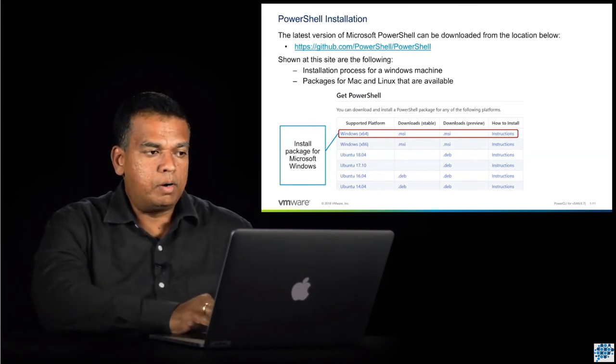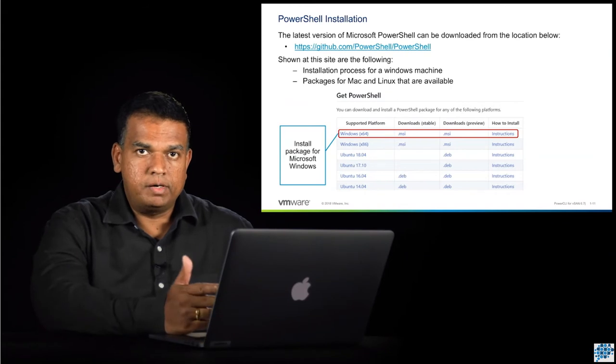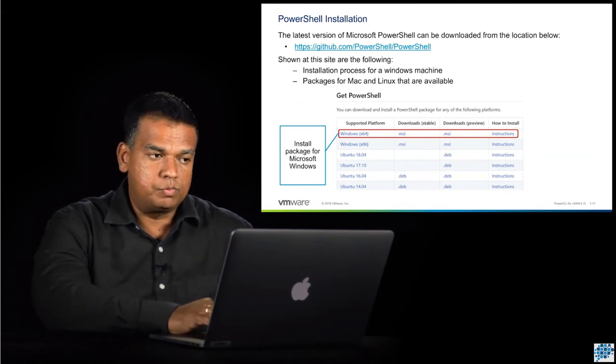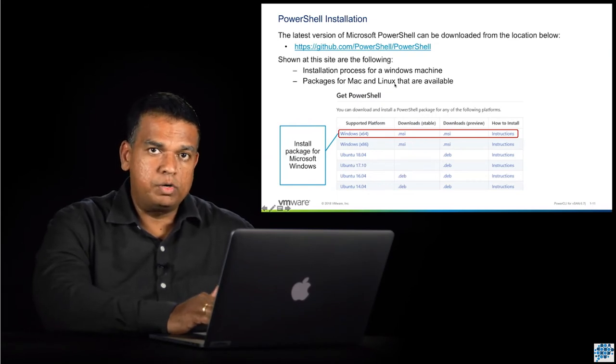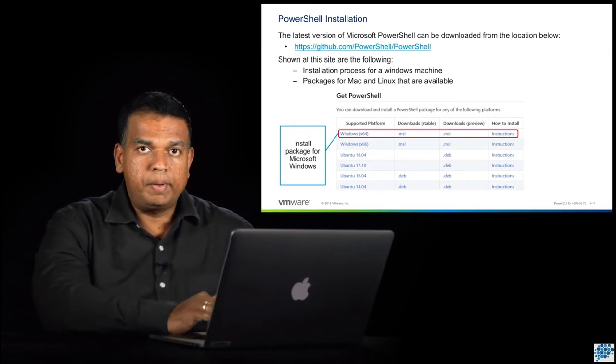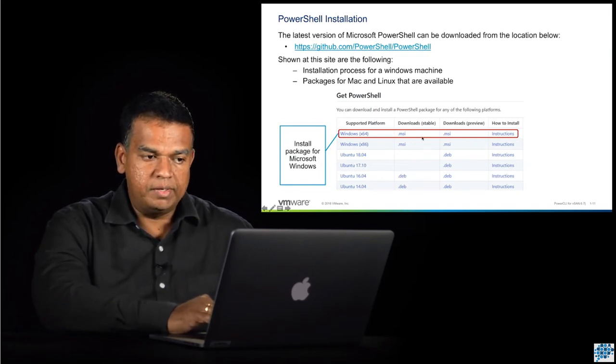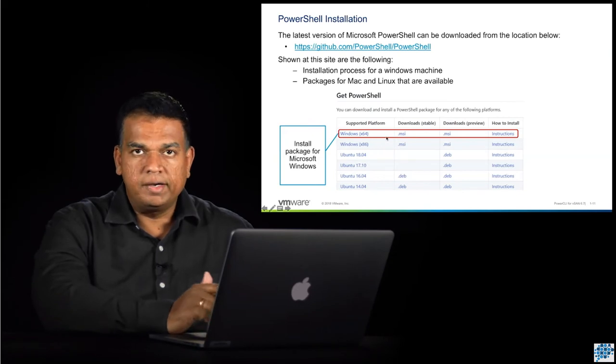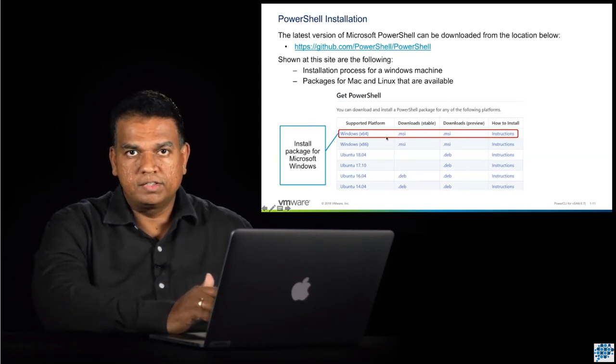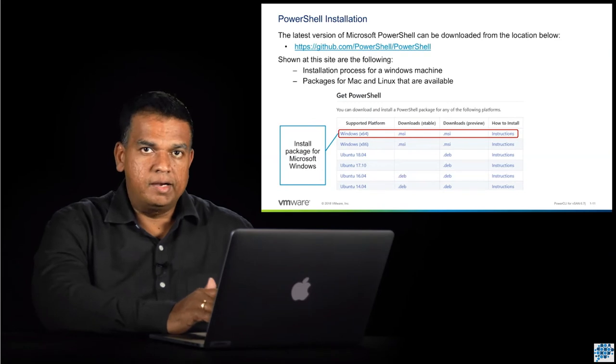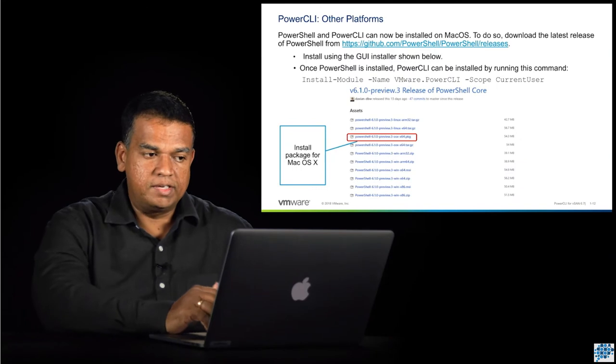To install PowerShell, first you must download the appropriate package from this website, which is an open source website inside GitHub. So you have to go to this link, and in this link I am trying to download the Windows package for PowerShell, which comes in the form of an MSI package. You can go ahead and download the Windows 64-bit version package from this website and install PowerShell on your laptop so that you can use PowerCLI.